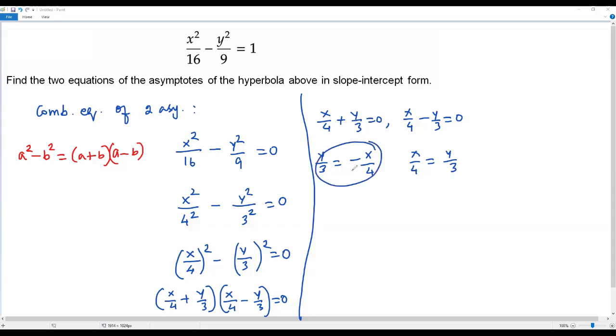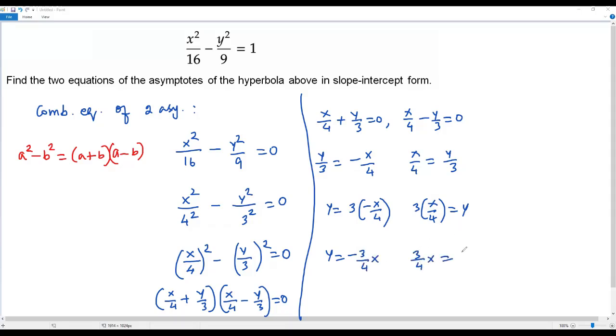Now I'm going to multiply both sides of this equation by 3 to get rid of the denominator. When I do so, I'm getting y equals 3 times negative x over 4. And here I multiply both sides of this equation by 3 to get rid of the denominator 3. Then I'm getting 3 times x over 4 equals y. Now we can multiply the 3 and negative x over 4, and I'm getting negative 3/4 x. And here it can be written as 3/4 of x equals y, or y equals 3/4 of x. So now I have the two equations of the asymptotes for the given hyperbola in slope-intercept form. One equation is y equals negative 3/4 x, and the other equation is y equals positive 3/4 x.